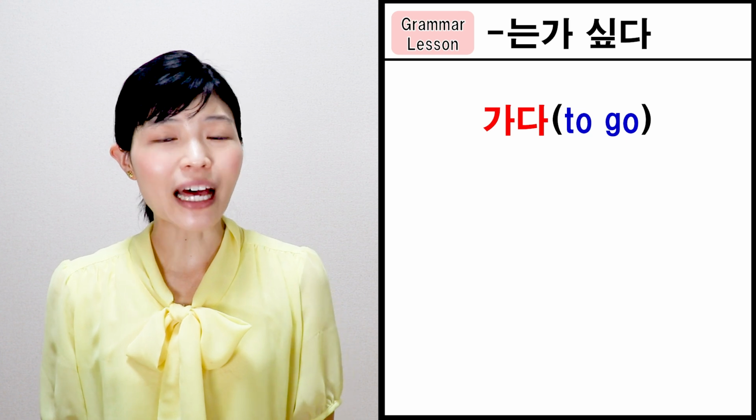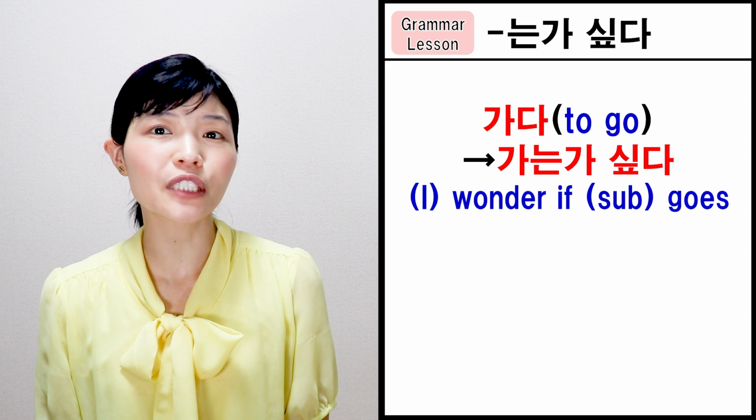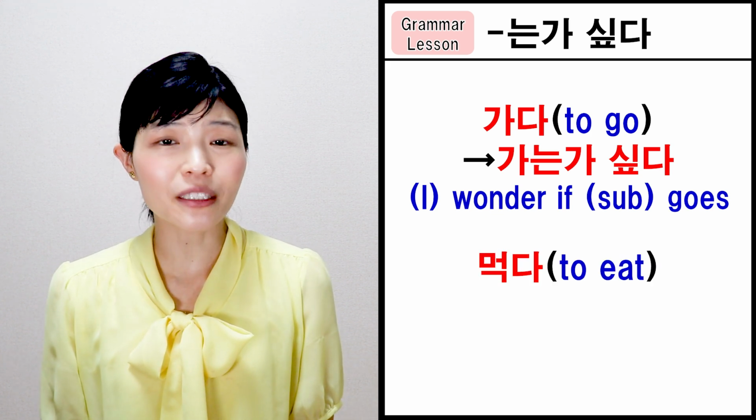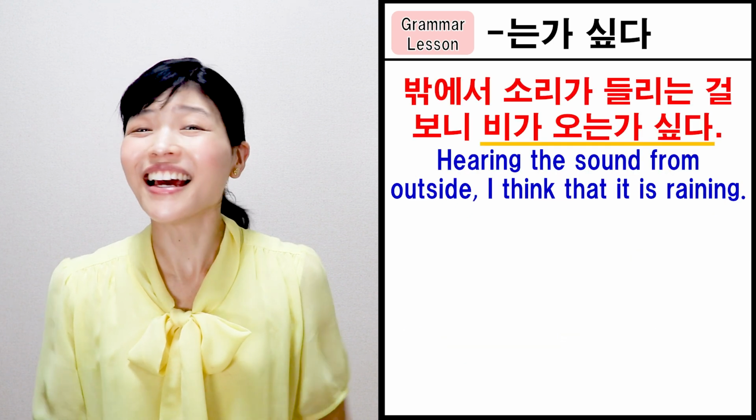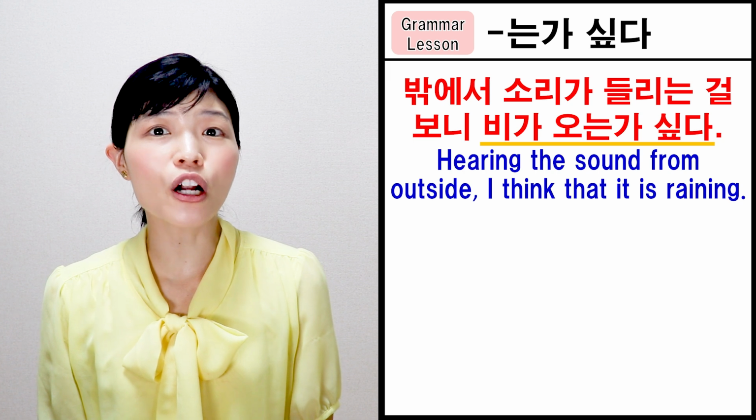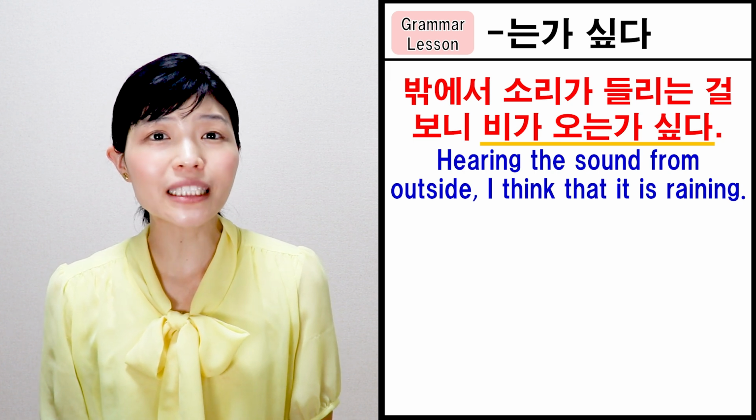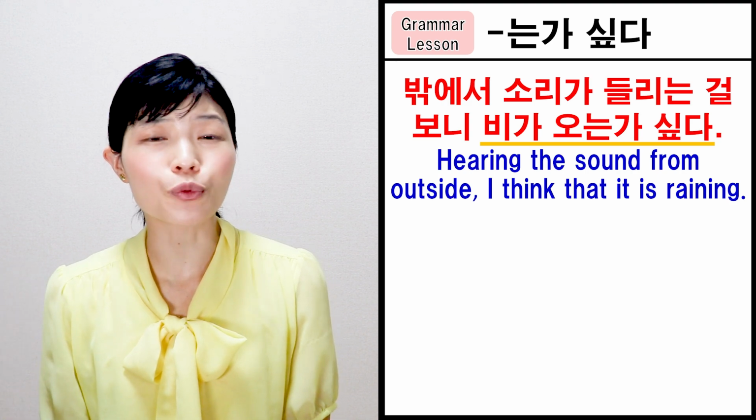I will give you an example of verbs. 가다 to go becomes 가는가 싶다. I wonder if subject goes. 먹다 to eat becomes 먹는가 싶다. I wonder if subject eats. Then let's read a simple sentence. 밖에서 소리가 들리는 걸 보니 비가 오는가 싶다. Hearing the sound from outside, I think that it is raining.